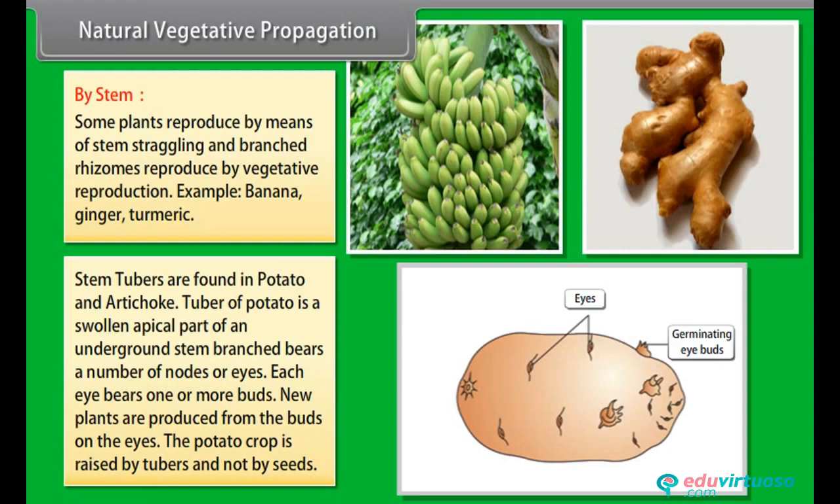Tuber of potato is a swollen apical part of an underground stem, branched, bears a number of nodes or eyes. Each eye bears one or more buds. New plants are produced from the buds on the eyes. The potato crop is raised by tubers and not by seeds.